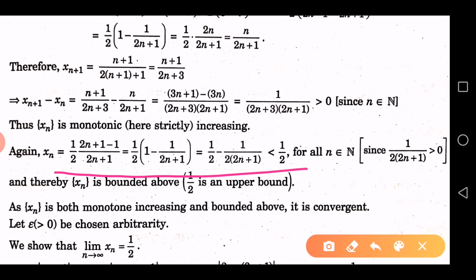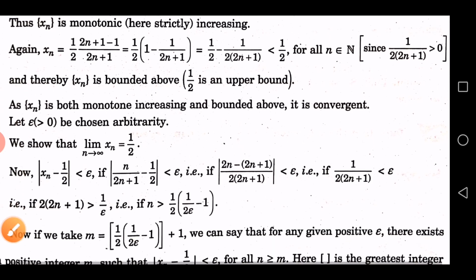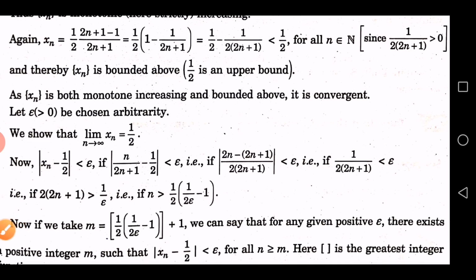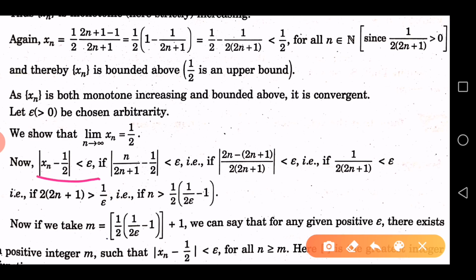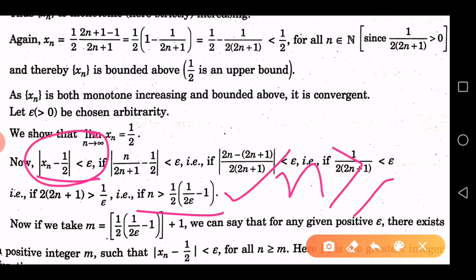Next we have to show that limit of xn equal to half using the definition of limit of a sequence. So for any pre-assigned positive epsilon, we are able to show mod of xn minus half less than epsilon whenever n greater than half into (1 by 2 epsilon minus 1). That is, mod of xn minus half less than epsilon for n greater than equal to m, where m is the greatest integer part of this quantity plus 1.